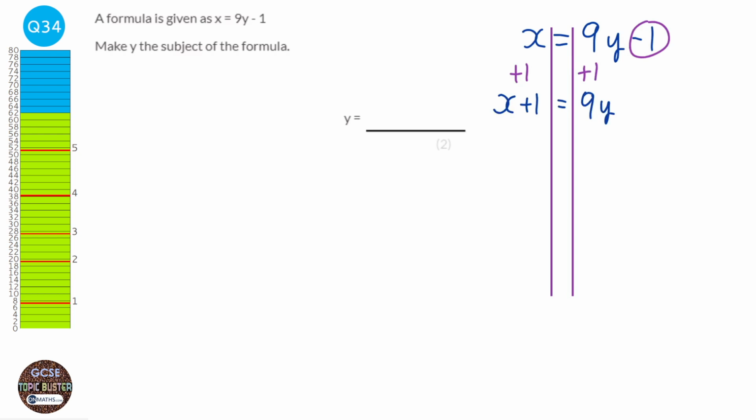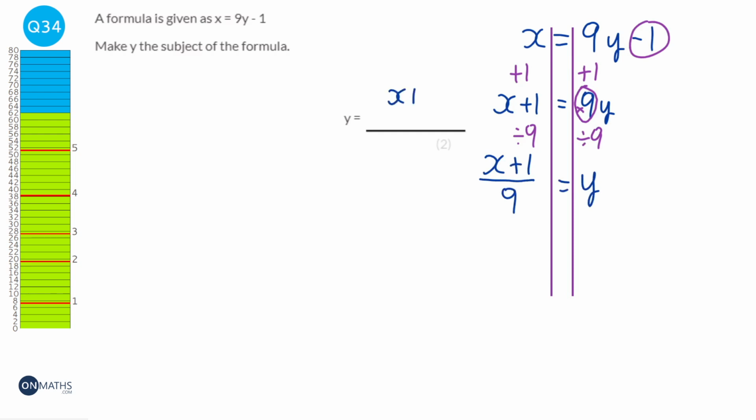What else do we have that stops y from being on its own? Well, this times 9 here. So we're going to do the opposite, the inverse, which is divide by 9 both sides. And to do that nicely, what we do is we just do it as a fraction. x plus 1 over 9 equals y. So therefore y is x plus 1 over 9.